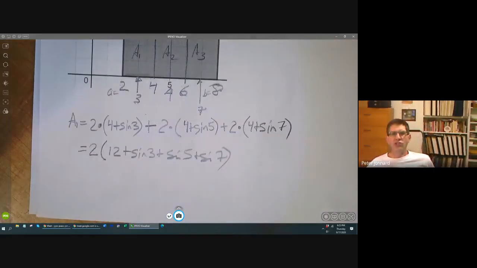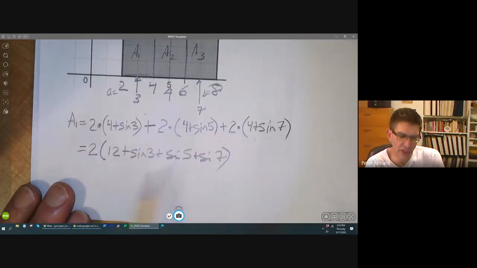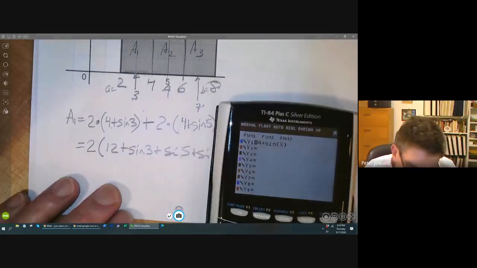I'm just trying to think in terms of computing this, what is the easiest way to handle doing that calculation, right? I take out the GCF of 2, and I just have 4 plus sine 3, 4 plus sine 5, and 4 plus sine 7. 4 plus 4 plus 4 is 12, sine 3, sine 5, sine 7. So let's crank that out.